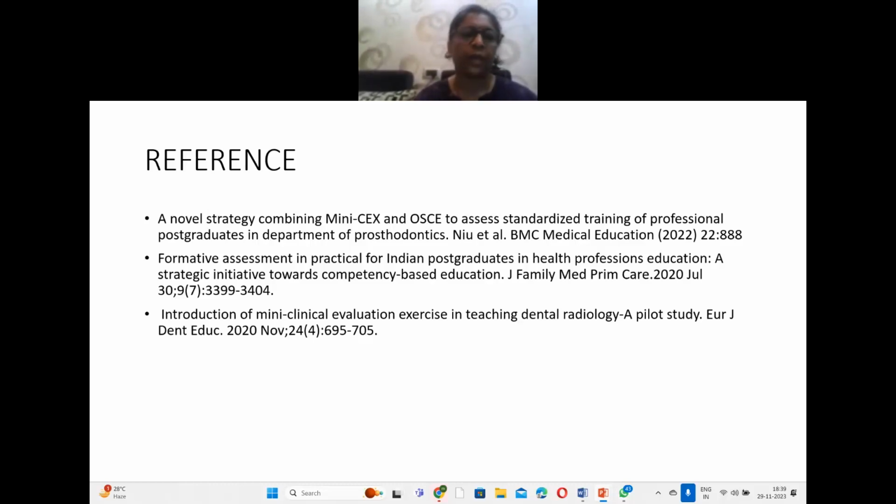Now, another article involving the same was from the Journal of Family Medicine and Primary Care 2020, similarly involving this mini-CEX portion. Another one is the Introduction of Mini Clinical Evaluation Exercise in the Teaching of the Radiology Department, a pilot study. This article has also been published in 2020.